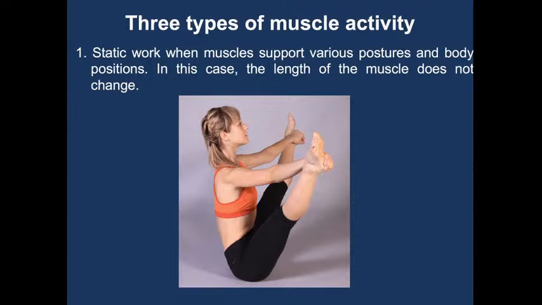There are three types. Depending on the levers, we could find three types of muscle activity in our body. The first picture illustrates static work, when the muscles support various postures and body positions.